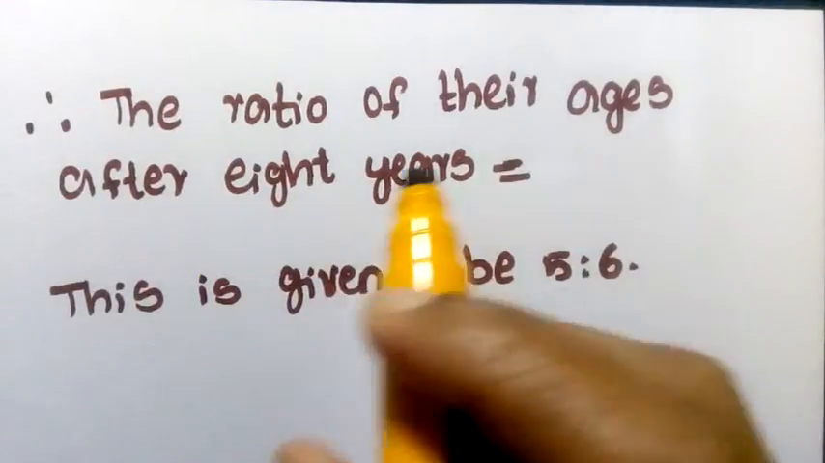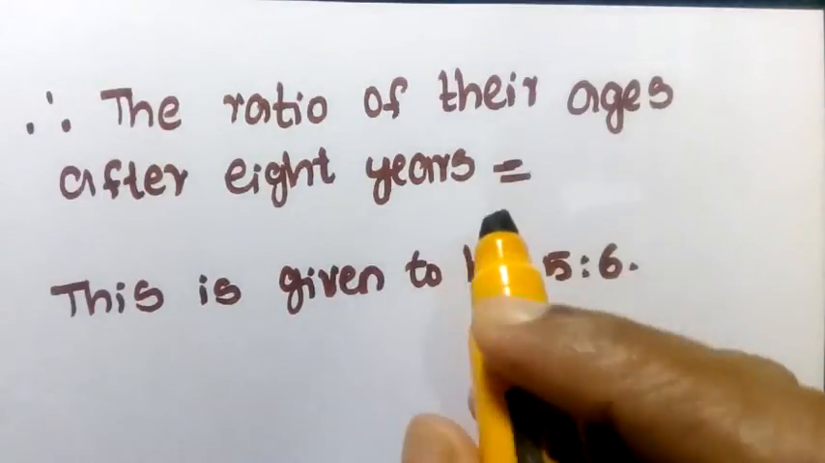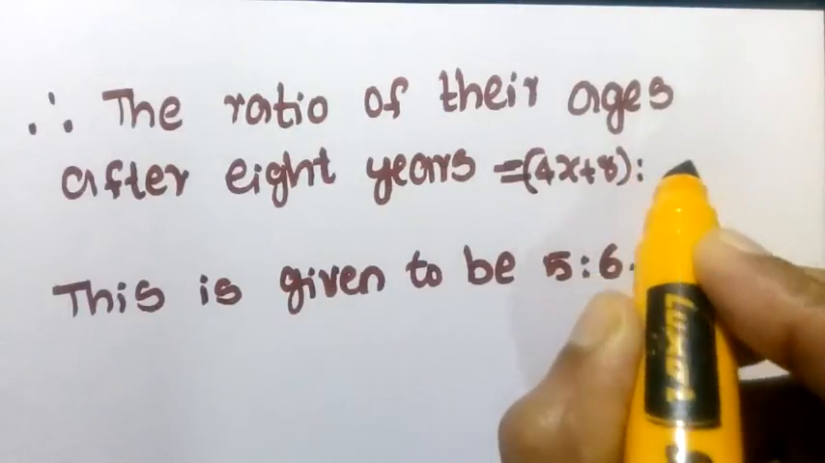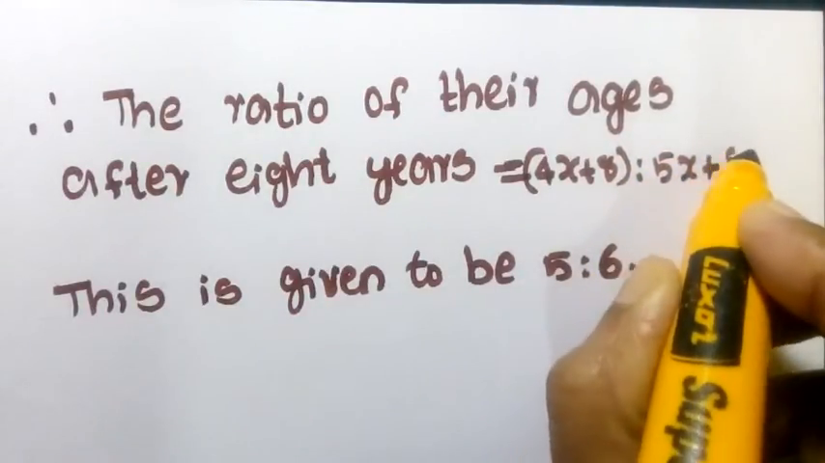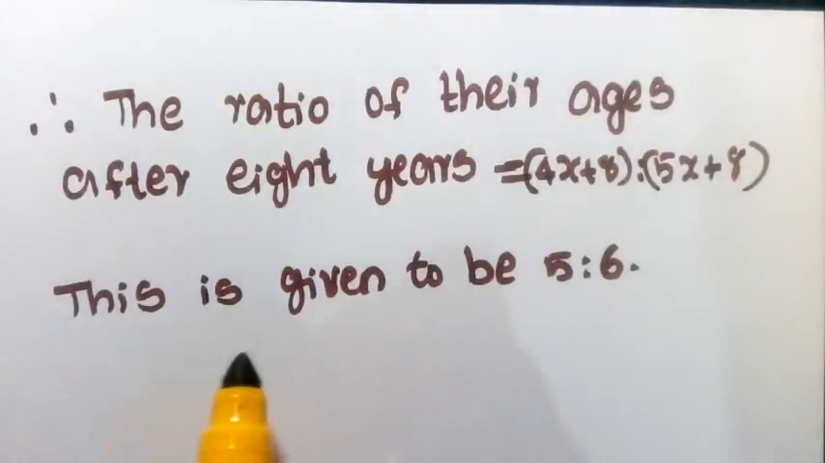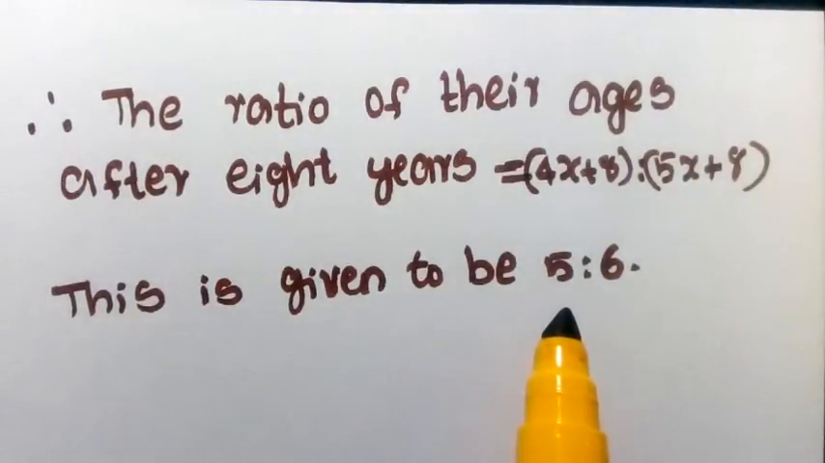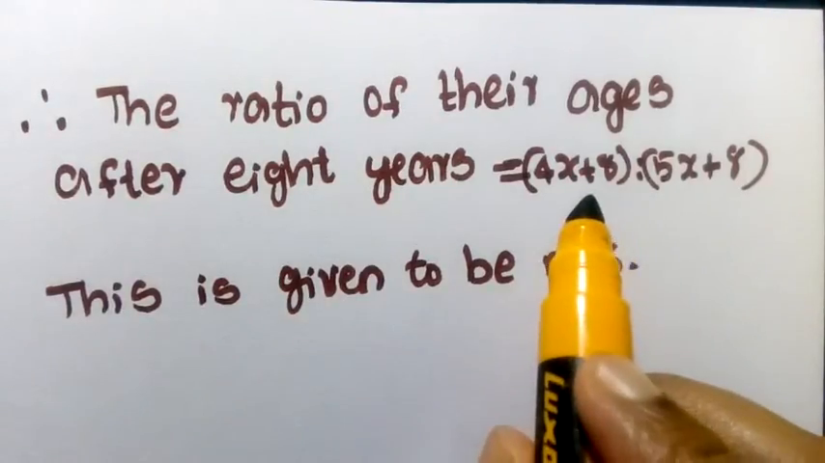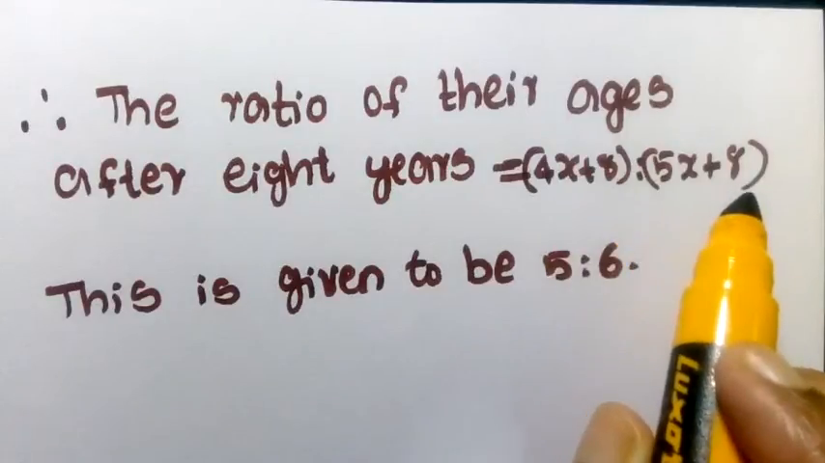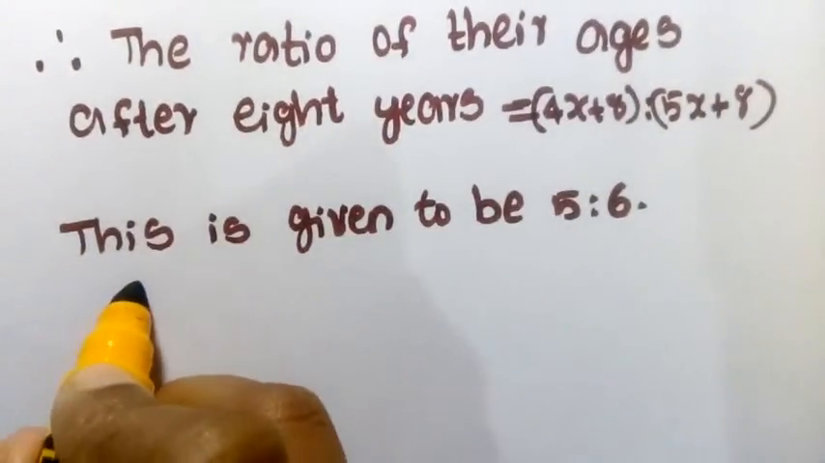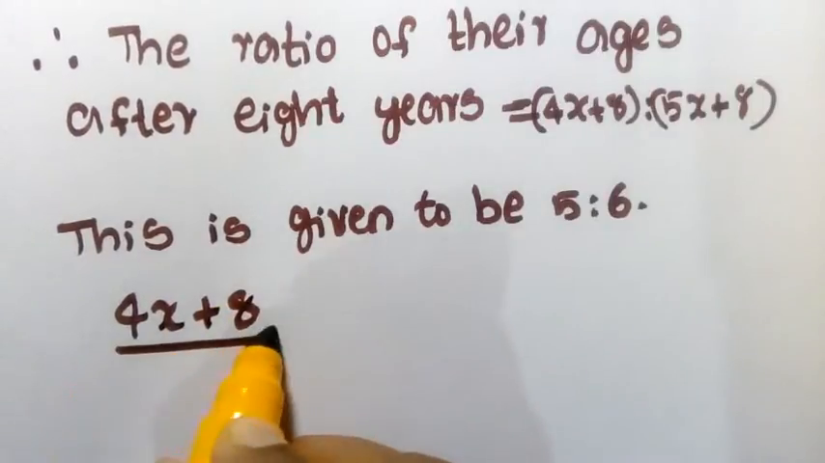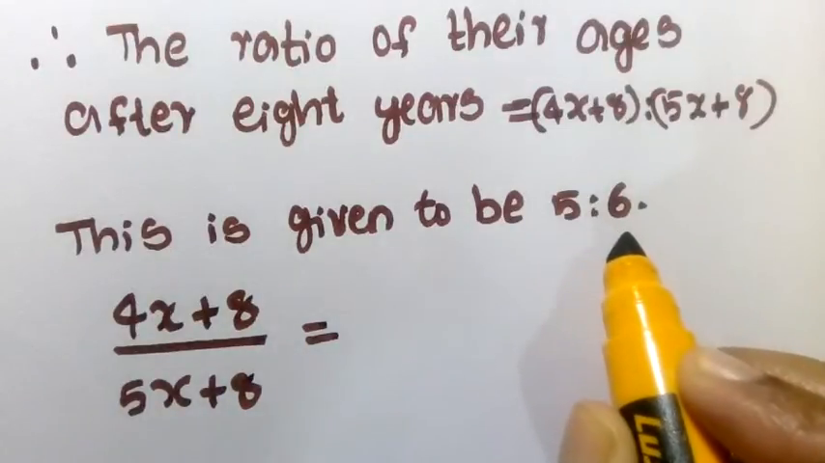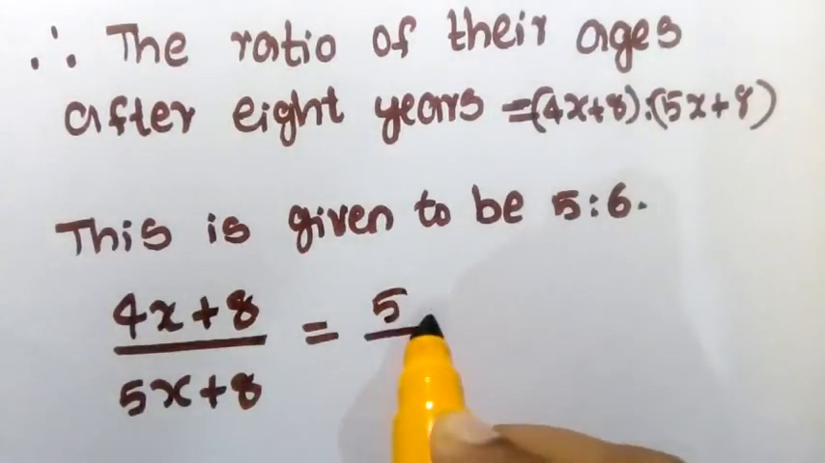Therefore, the ratio of their ages after 8 years is equal to 4x plus 8 is to 5x plus 8. Isn't it? This is given to be 5:6. Let us change the ratio form to fractional form. The fractional form of 4x plus 8 is to 5x plus 8 is 4x plus 8 by 5x plus 8 is equal to, the fractional form of 5 is to 6 is 5 by 6.